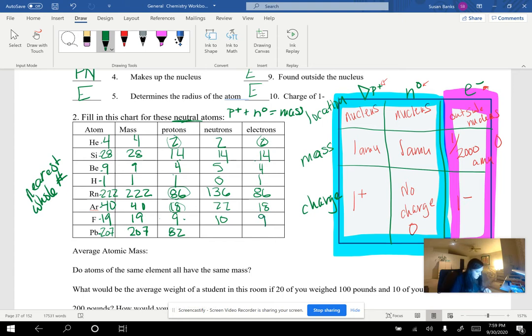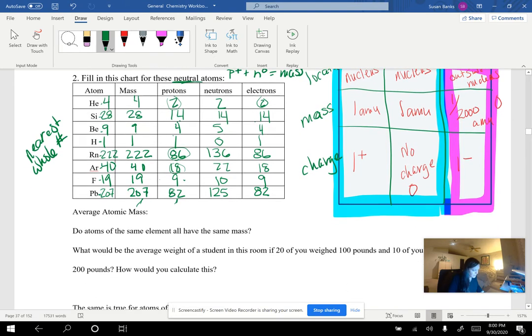And this one, I'm also going to want my calculator. 207 minus 82. So the mass of 207 minus 82 will give me my neutrons of 125 neutrons in an atom of lead. And if I have 82 protons, I'm also going to need 82 electrons so that we balance those charges and have a neutral atom. Okay, hopefully that made sense. If you want to watch that again, you can.